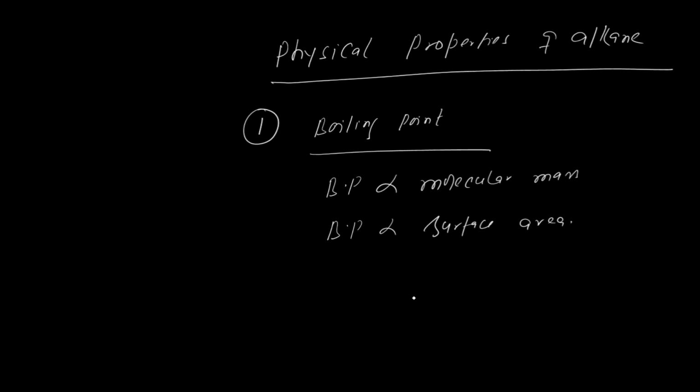Have a look here. Suppose I just give you some examples so it will clear your concept. Like in case of CH3-CH2-CH3 and CH3-CH2-CH2-CH3, which will have the more boiling point? Obviously this has more carbon, it will have more molecular mass, so it will have the more boiling point, isn't it?